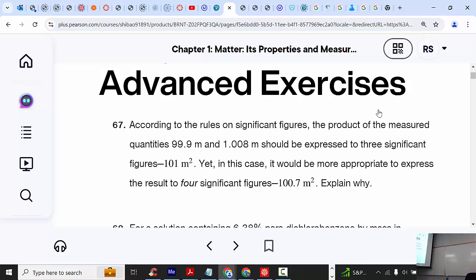Because if we do a product, then we take the fewest sig figs and we express the answer to the fewest sig figs. So 101 square meters. Yet, in this case, it would be more appropriate to express the answer to 4 significant figures, 100.7 square meters. Why? Maybe because the one is when you say sig figs measures something at that point. Yeah, pretty much like that.